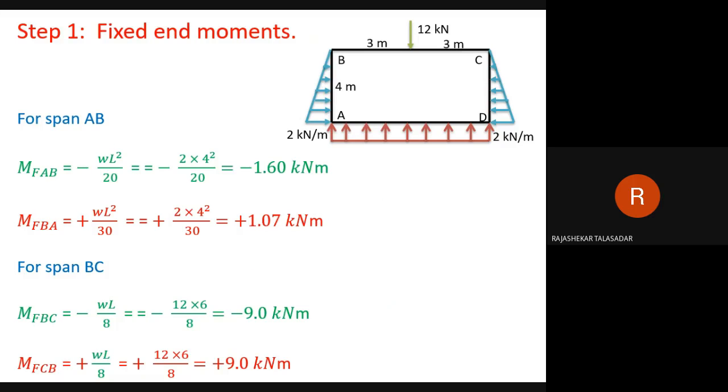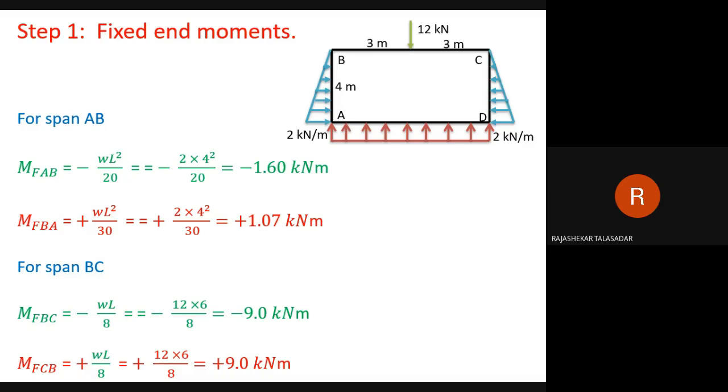Let me calculate the fixed end moments first. Now, if you take the member AB, so this MF AB will be anti-clockwise. So it is minus WL square by 20. Look at this triangular loading. If you simplify this by putting the value of W and L, you will be getting minus 1.6. Then MF BA will be clockwise, so it is plus WL square by 30. Here the ordinate is 20, and you have to be careful. Substitute the values of W and L, you will be getting plus 1.07.